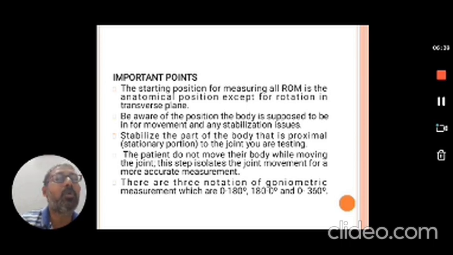Stabilize the part of the body that is proximal to the joint which is going to be tested. The patient should not be allowed to move their body while moving the joint. This step isolates the joint movement for more accurate measurement. The degrees have to be measured and recorded from 0 to 180 or 180 to 0 degrees, or from 0 to 360 degrees or 360 to 0 degrees if it is a full circle goniometer.